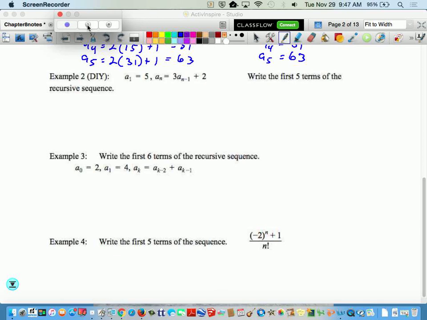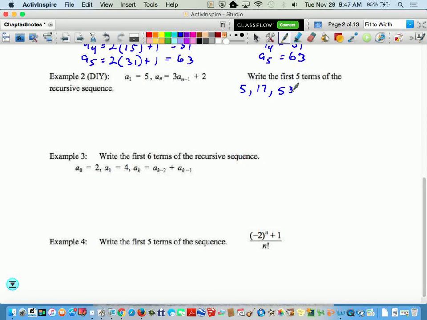Well, hopefully on this DIY, you ended up looking at it as multiply your last answer by 3 and add 2. So if you start at 5 and you multiply it by 3, you get 15, add 2, you get 17. And if you multiply that by 3, you get 51, add 2, you get 53. And if you multiply that by 3, you get 159, plus 2, you get 161.